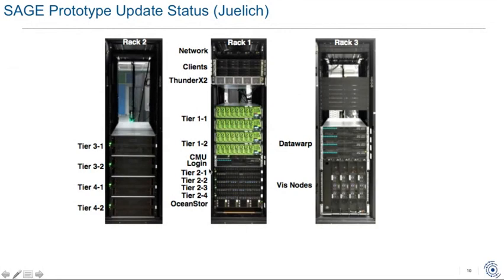This is what the system looks like today at Jülich. We've got tier one, which is a 3D XPoint block-based NVRAM. Then these tiers are the same, but we've got some additional clients: DataWarp, visualization nodes, ocean storage. These are just names of different clients. And we've got the ThunderX2 ARM-based clients as well. We are going to be adding some new ARM-based servers over here in rack number two. And we need to make sure that Mero works with ARM.